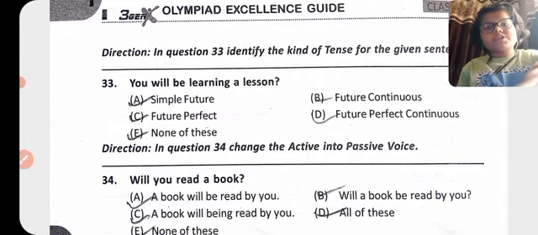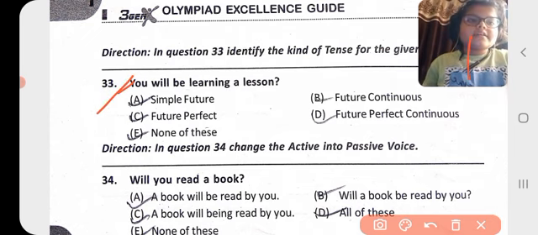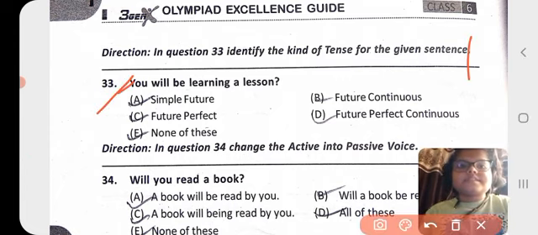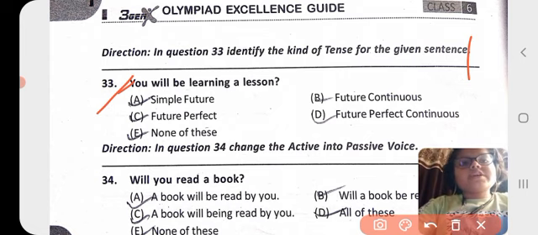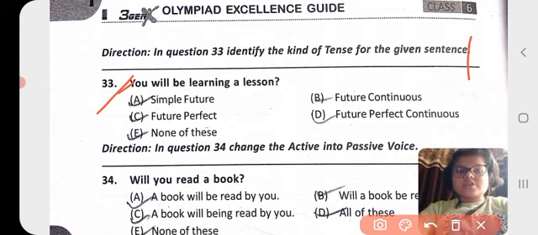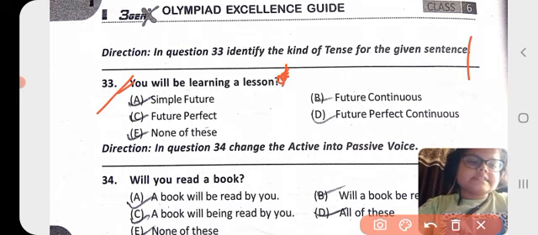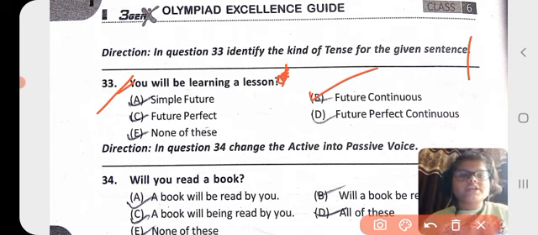Let's move on to the next question, which is question 33. We have to identify the kind of tense for the given sentence. You will be learning a lesson. Okay, the sentence is given wrong here. It is not a question, it's a statement. It's an imperative sentence. So the answer here will be option B, which is future continuous.